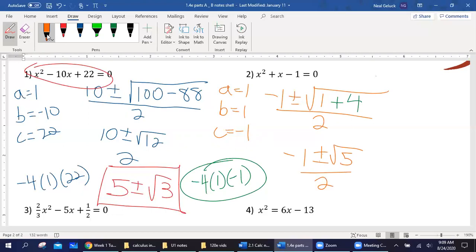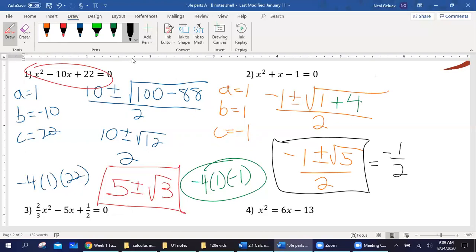Square root of 5 does not break down at all. You can either leave it like this, that's fine with me, or if you still do the heart reducing, it's not going to change anything, but you could write it negative 1/2 plus or minus root 5 over 2. And again, that's if you're in the mode of heart reducing those things.